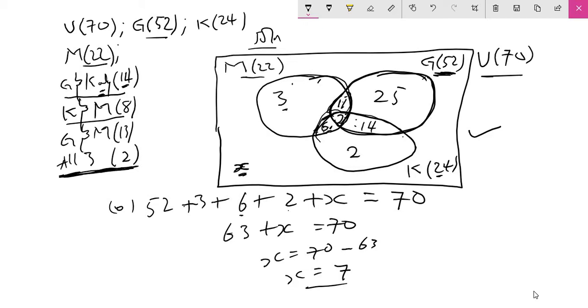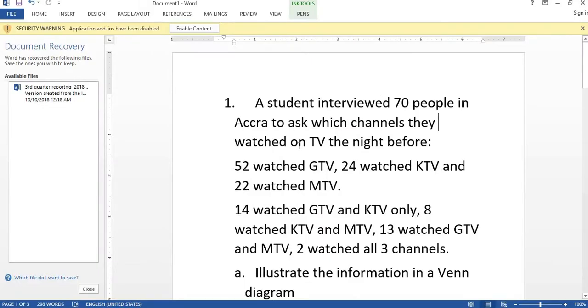And so this was BI. BII said the number who watched MTV only. So we already calculated that from the Venn diagram. So we have MTV only. Number is 3. And that's it. So this solves question number 1. So let us see what question number 2 says.